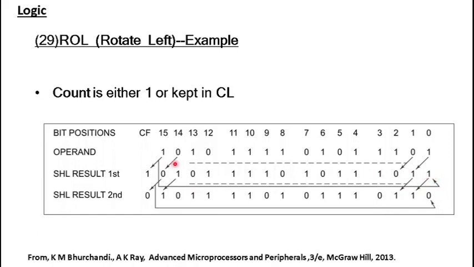Now consider this operand again, and suppose that we are issuing a rotate left. What happens? The current MSB, which happens to be 0, goes into carry flag as well as a copy of it is reinserted into vacant space in LSB. So this is how rotate left works.